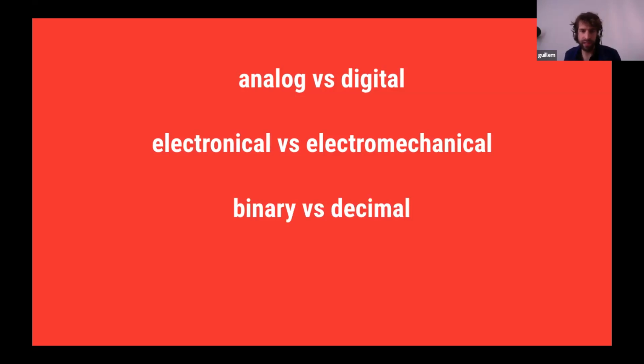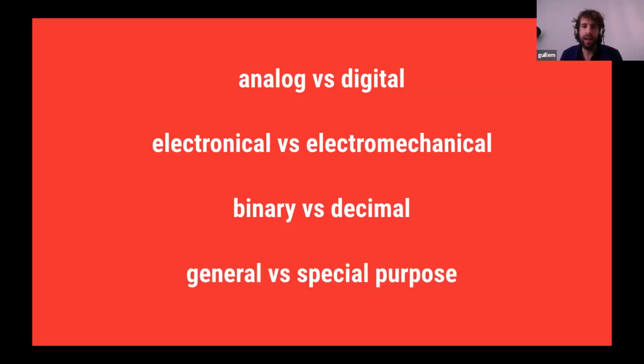And binary versus decimal, as I said before, we choose binary because it's far easier to deal with yes or no, there's voltage, there's no voltage, rather than dealing with a certain level of voltage or a certain level of turns or a certain level of clicks. And again, the last one, which maybe is the newest one here, because the other three I already briefed before, is about general versus special purpose.